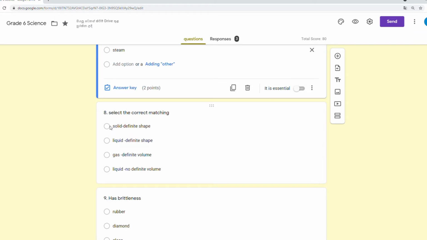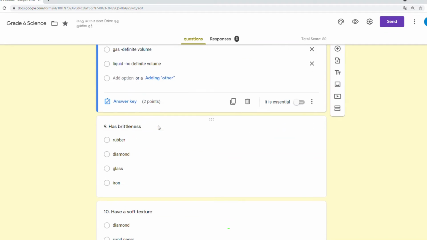What should be the correct matching here? Solid, it has a definite shape. So your answer should be the first one. Answer should be the first one. Number 9.